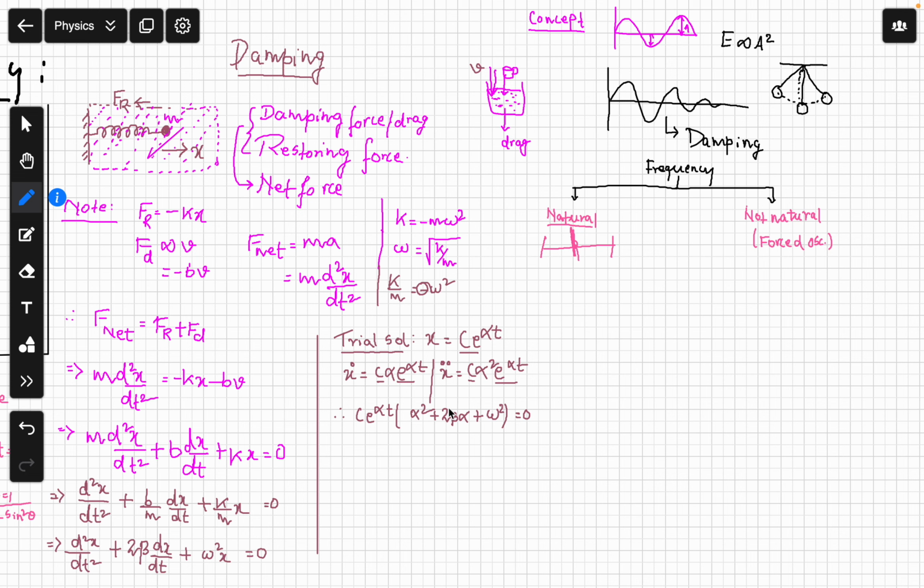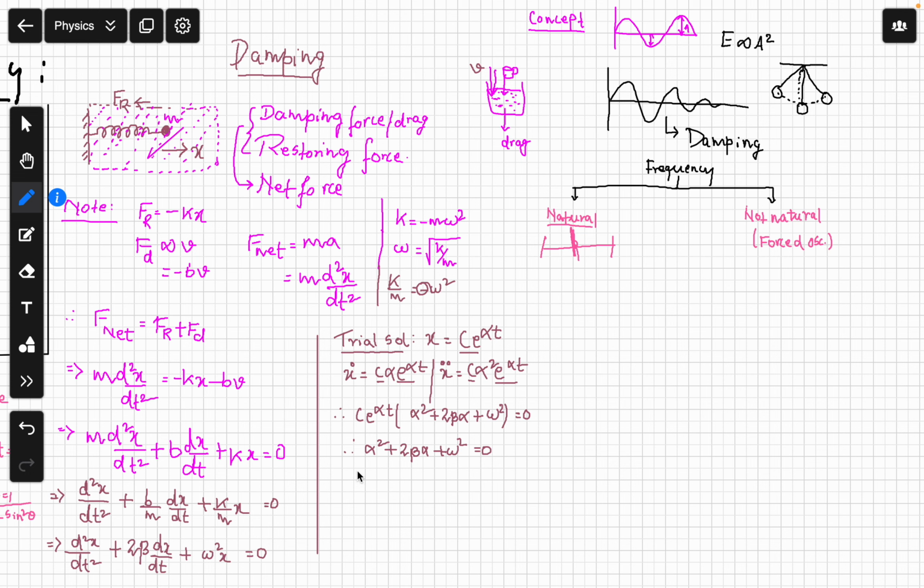Now you see this equation will have a solution if c e to the power alpha t is equal to 0 or this entire term is equal to 0. That means it's a quadratic in alpha, and I can find out the value of alpha here. Alpha square plus 2 beta alpha plus omega square is equal to 0. The only unknown term is alpha. We know beta, that's directly connected with the damping constant and the mass. We know what omega square is, it is with the spring constant and the mass. So that's simple for us. We are just going to solve it for alpha.